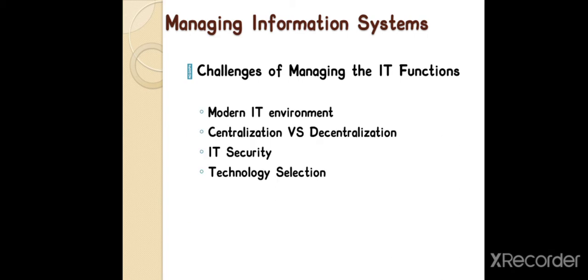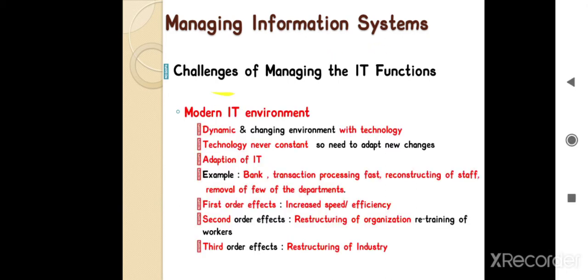So here it is going to have information composed about the modern IT environment, centralization versus decentralization, IT security and technology selection. Based upon all these 4 points, we can write the answer for challenges of managing the IT function, which is the first point of your managing information system. So let us start. When we are going to consider challenges of managing the IT function, at that time modern IT environment is the most important. So it is the basic challenge which needs to be faced.